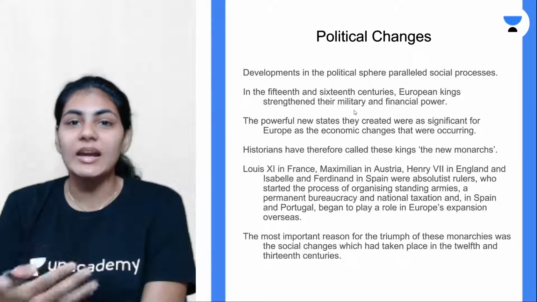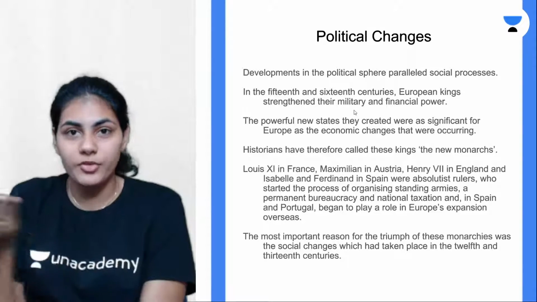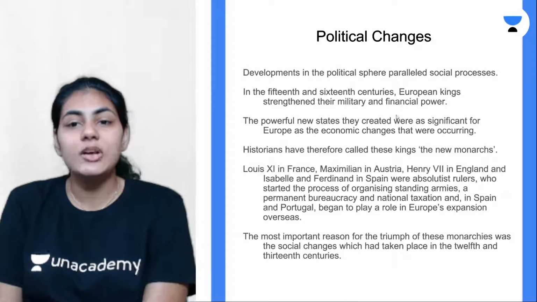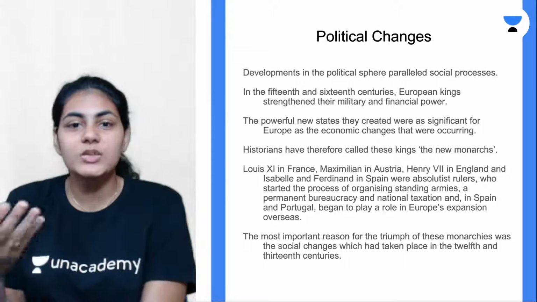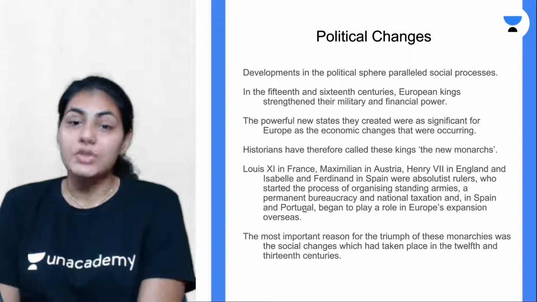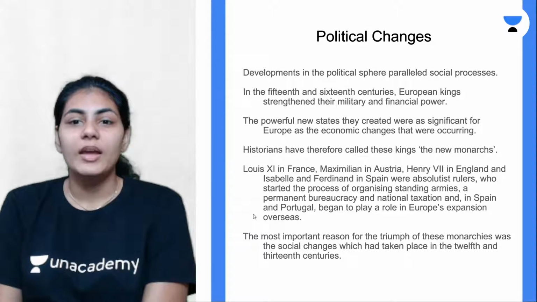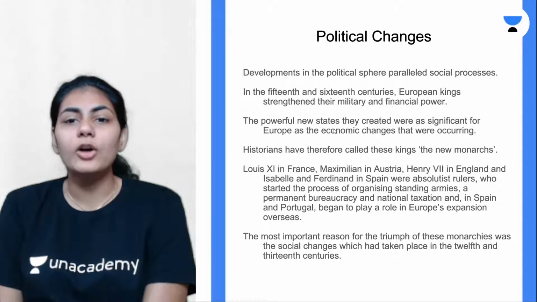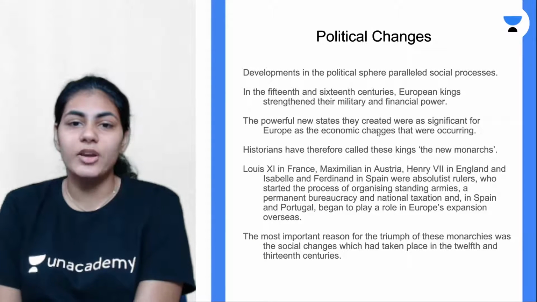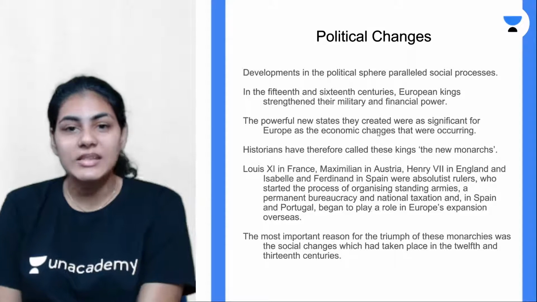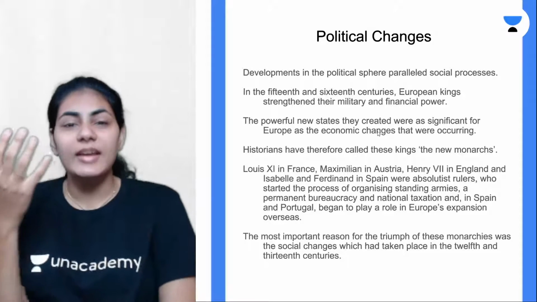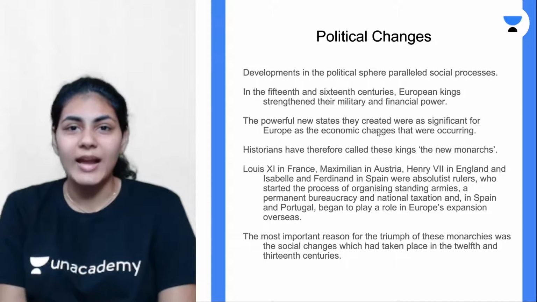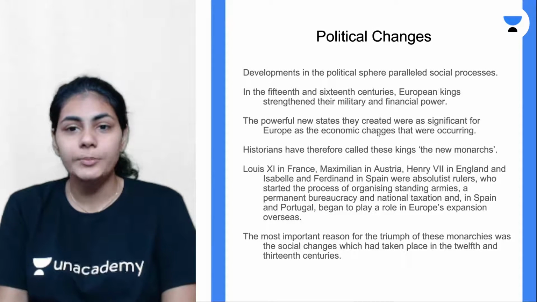They have their own standing armies under the direct disposition of the king, right? And he also had certain financial powers because all of the treasury was under the king. He was the sole responsible person. So these kinds of political changes were happening. And the powerful new states they created were as significant for Europe as the economic changes, right? Basically, all these states are powerful and very effective, like the kings have been carrying out their administration in a very efficient manner.